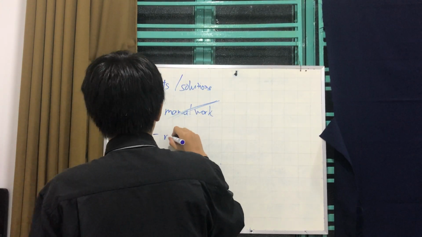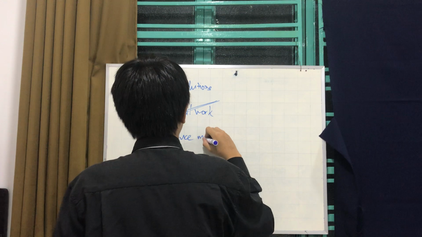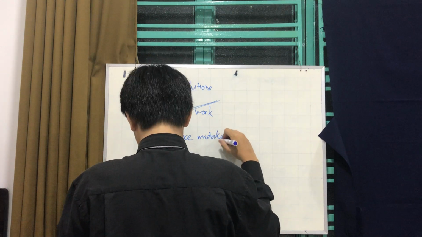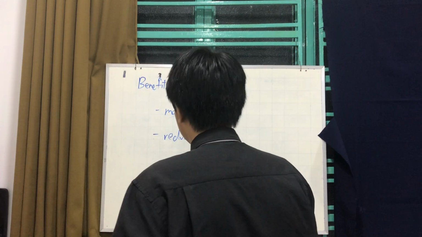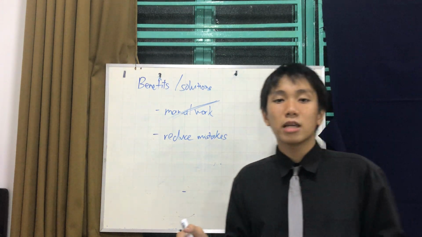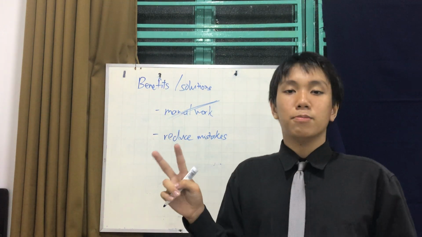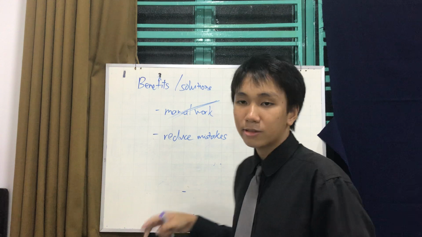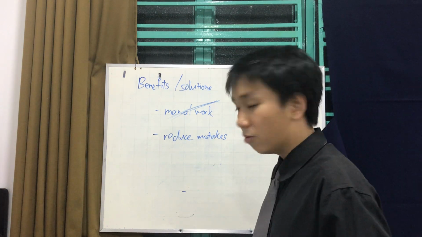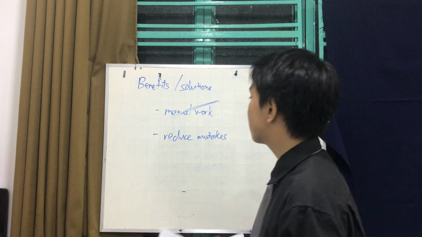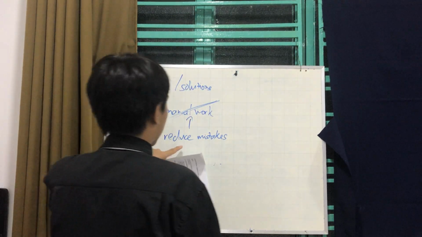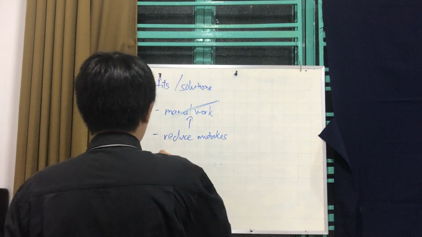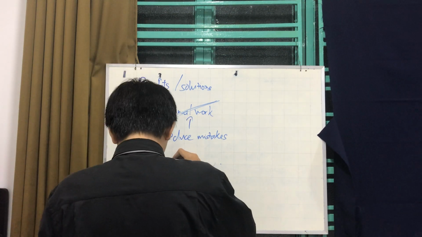So next, reduce mistakes. So it reduces the mistakes. For example, if you say, I need 2 kilograms of meat, and then the shop sends you 3 kilograms of meat. So a lot of mistakes if you do it by manual work. So reducing mistakes is a benefit from cutting manual work.